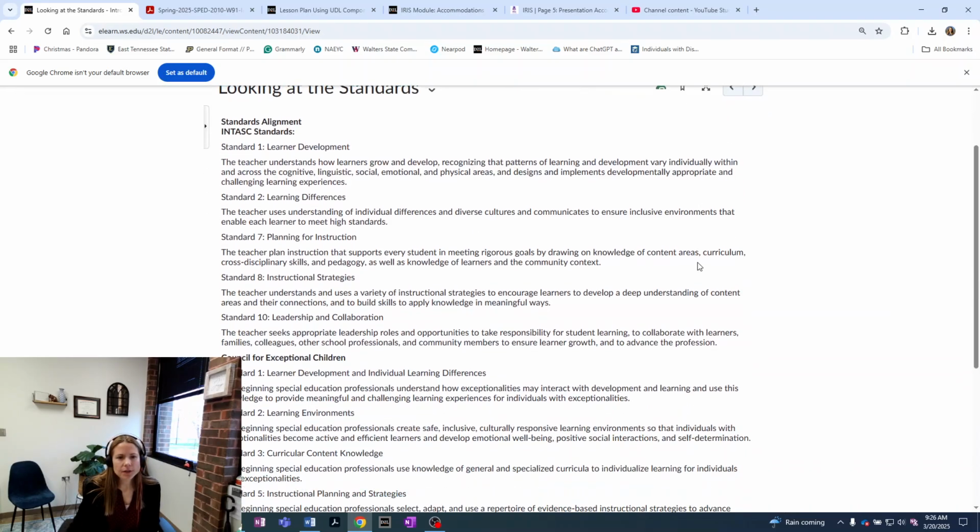The standards here, we have the in-task teacher preparation standards. It actually covers quite a few in this module. We've got learner development, learning differences, planning for instruction, which is the focus of this module. Instructional strategies, also the focus, and then we even cover leadership and collaboration.